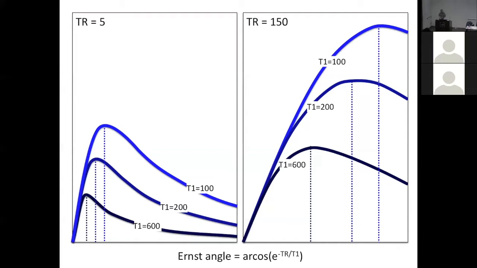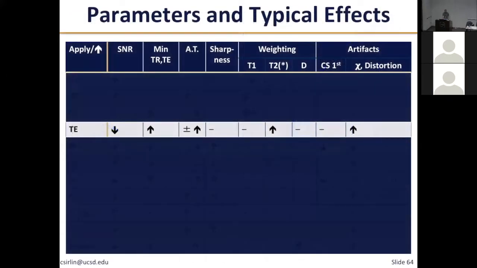That means that if you're doing a 3D sequence that has a TR of about 5 milliseconds, you're probably going to pick a flip angle of about 15 degrees, because that's going to be the Ernst angle of tissues with a T1 of 100. But if you're doing a TR of 150, you might actually be using flip angles more like 70 to 80, because those are going to be the Ernst angles of things that have T1s of 100 or 200. So can everyone appreciate that you want a higher flip angle when you use a higher TR or similar degrees of T1 weighting? Okay, so that was flip angle.